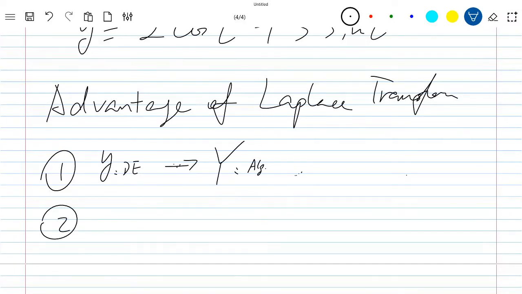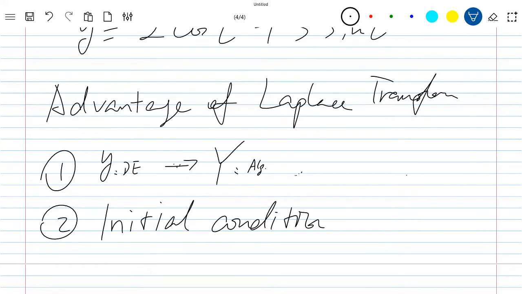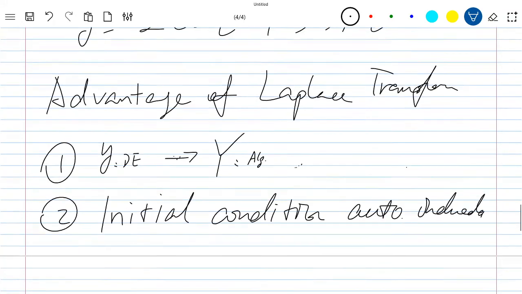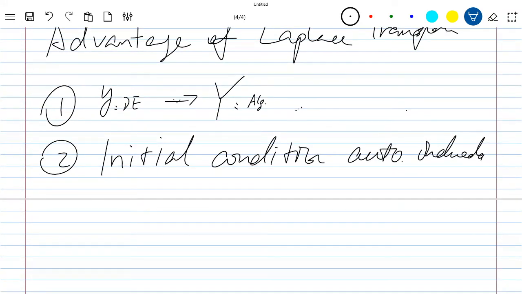Second, you don't need to determine C1 and C2 from the initial condition. The initial condition is automatically included. So you get your solution directly without going through A1 and A2.